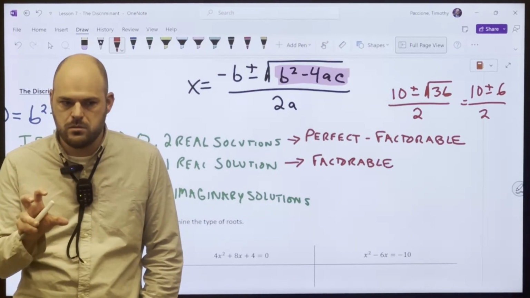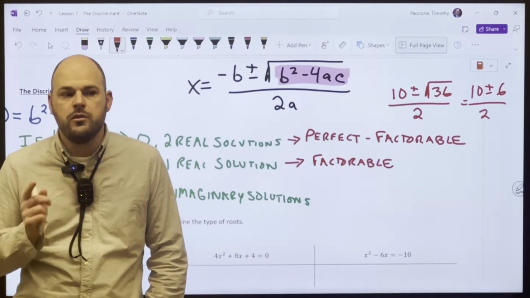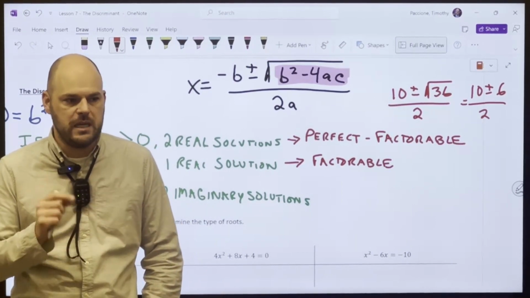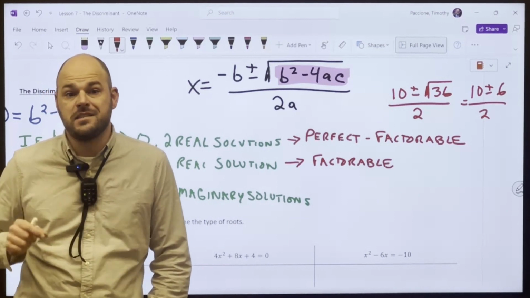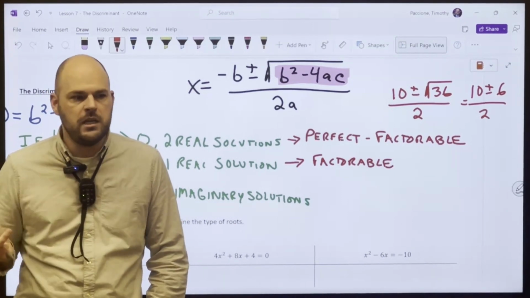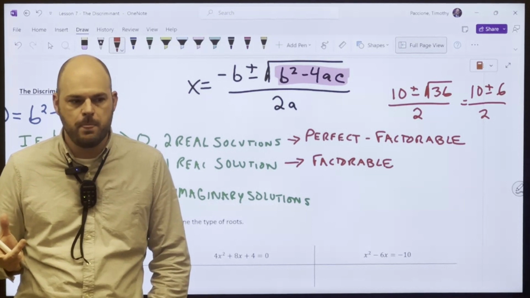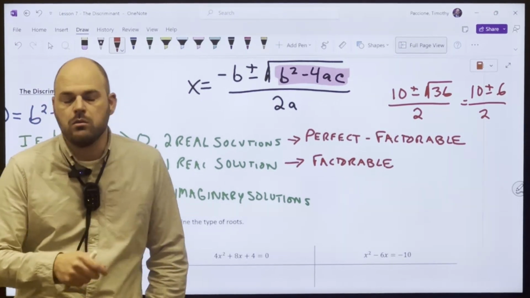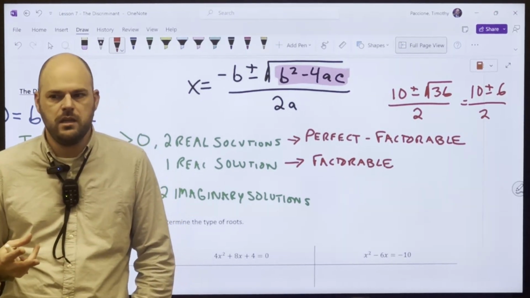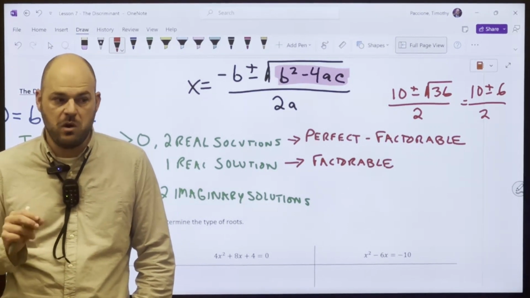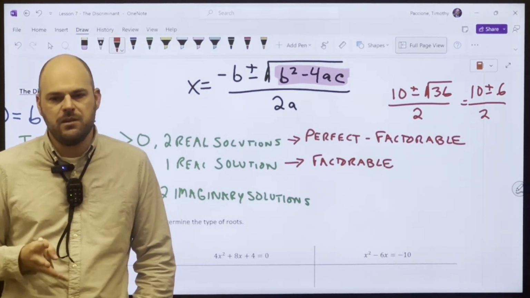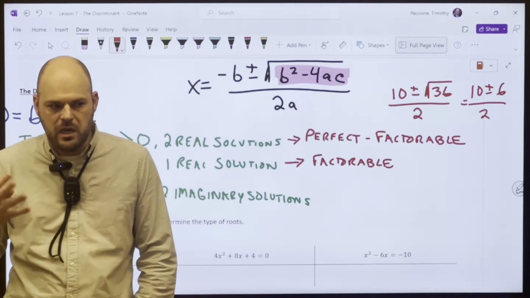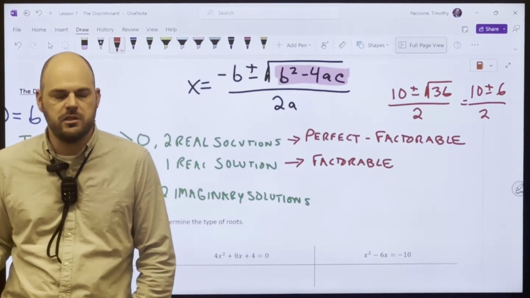Find that number. If it's a perfect square, the numbers exist. You can factor it. Keep trying. If it's like 17, you're going to need the quadratic formula. Okay? If it's 0, try to factor, right? Because you probably can, right? If it's a negative, well, you definitely need the quadratic formula. It's going to be imaginary solutions, right?